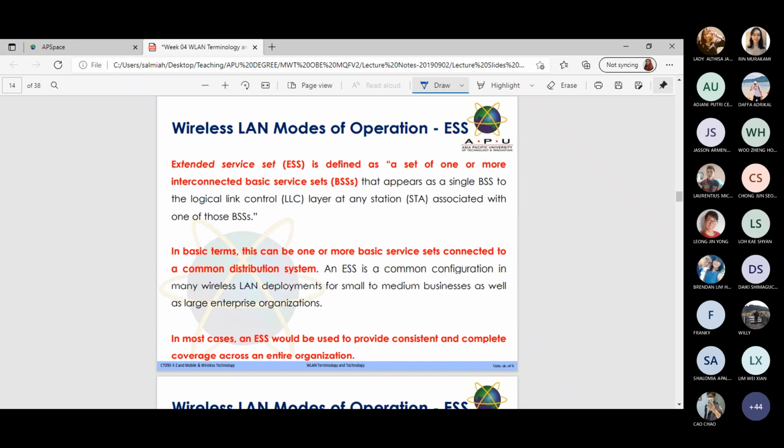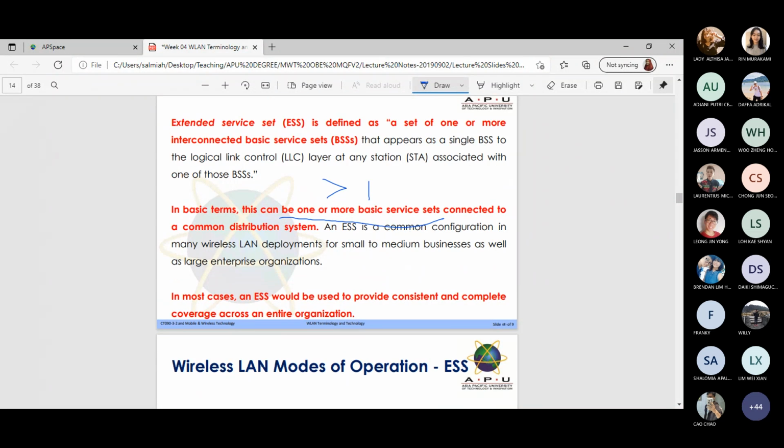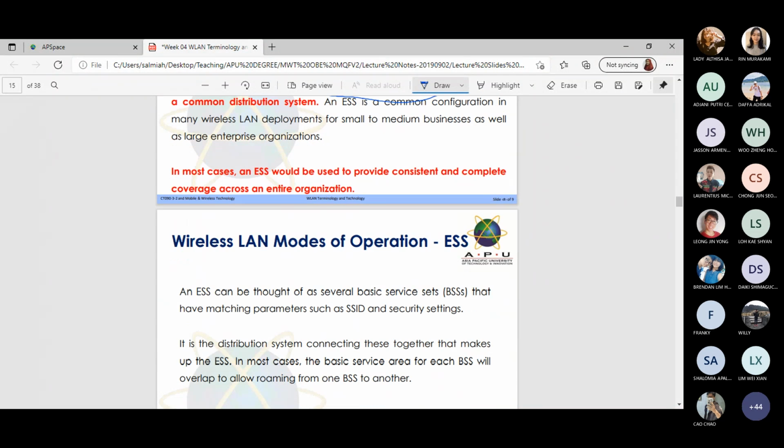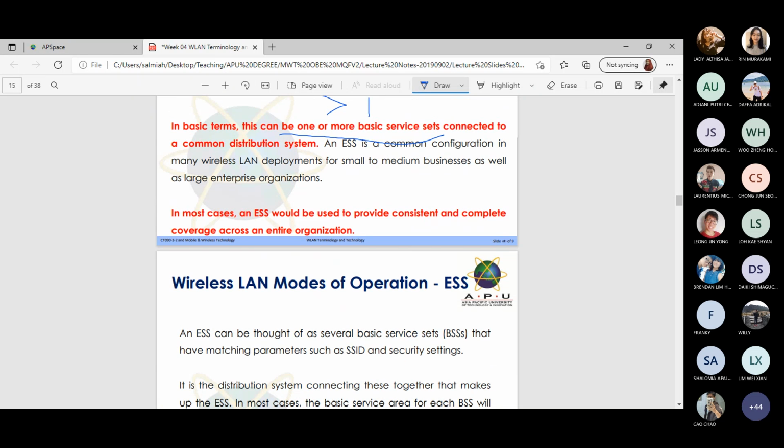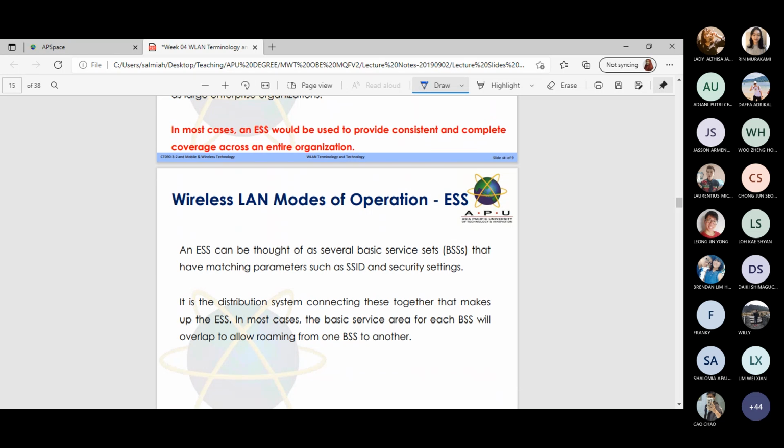And extended, as I said, means more than one. We can have more than one basic service set, so the basic service area will be larger compared to the basic service area of that one particular access point. And when we talk about basic service set, of course the concept of distribution system and infrastructure mode is in place.